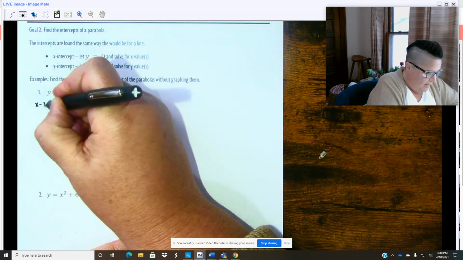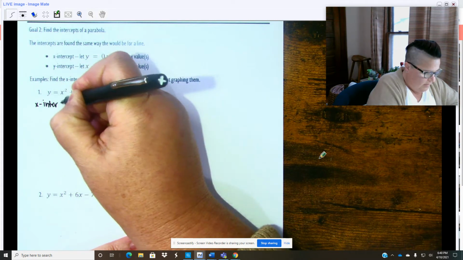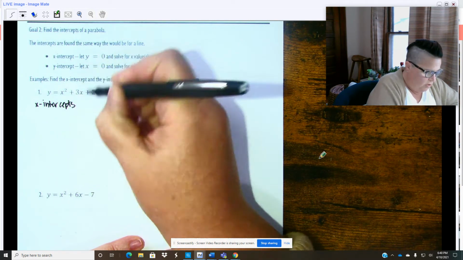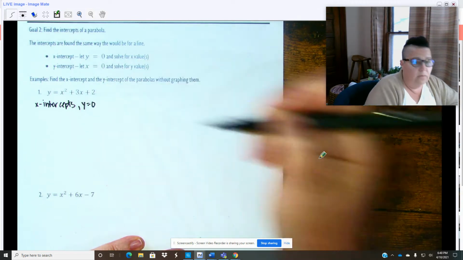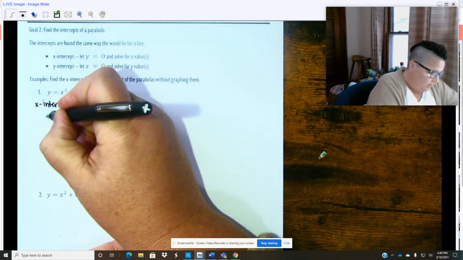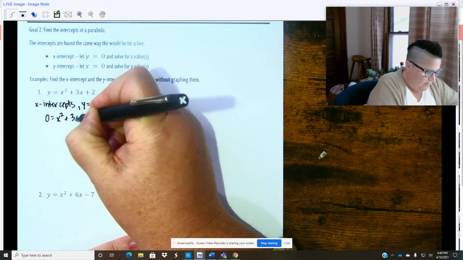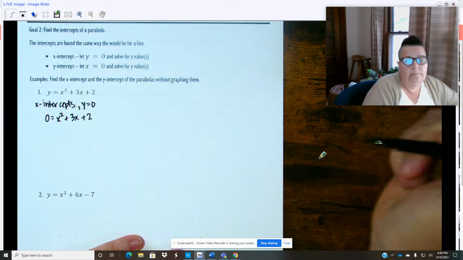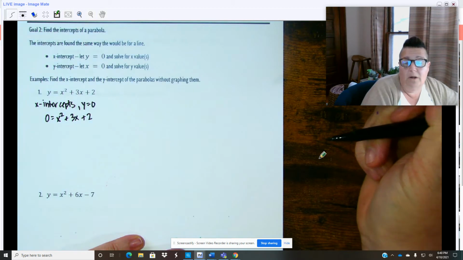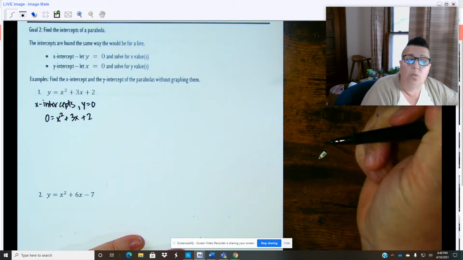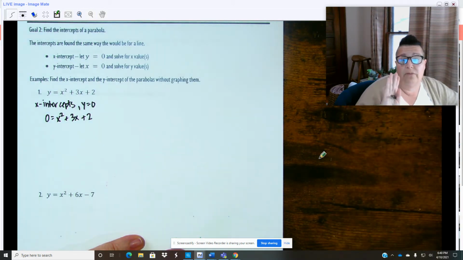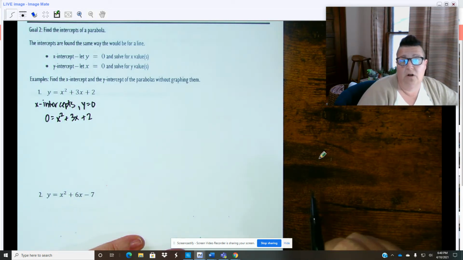In order to find the x-intercepts, they occur where y is equal to 0. So this means we will have 0 is equal to x squared plus 3x plus 2. We have a quadratic equation. We've just gone through and reviewed 4 different ways to solve a quadratic equation.